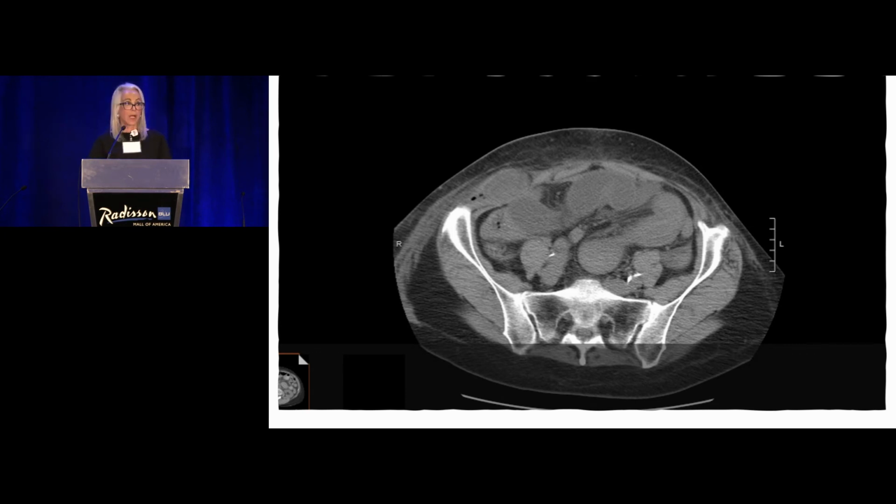As I said, I didn't pay much attention to the complications. This is me. This is my CT scan. I actually went home on post-op day number 1 because I was so eager to get the hell out of the hospital, but I had to come back in the hospital with a bowel obstruction, and that's my bowel obstruction. I'm a little fatter than I am right now.